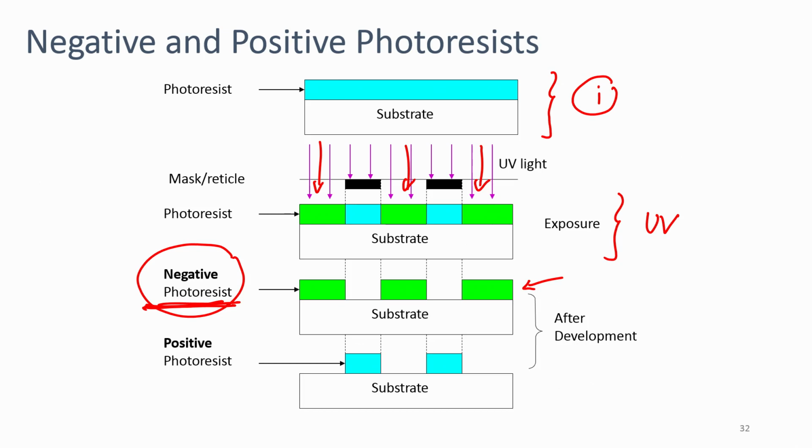while in case of positive photoresist, the area which is exposed becomes weaker. You see, the area which is exposed becomes weaker. Area which is exposed by UV light, that area the photoresist will get developed if it is a positive photoresist. You got it? Easy, right, very easy. It is a negative photoresist and positive photoresist. It is very easy to understand what will happen if I use a particular photoresist.